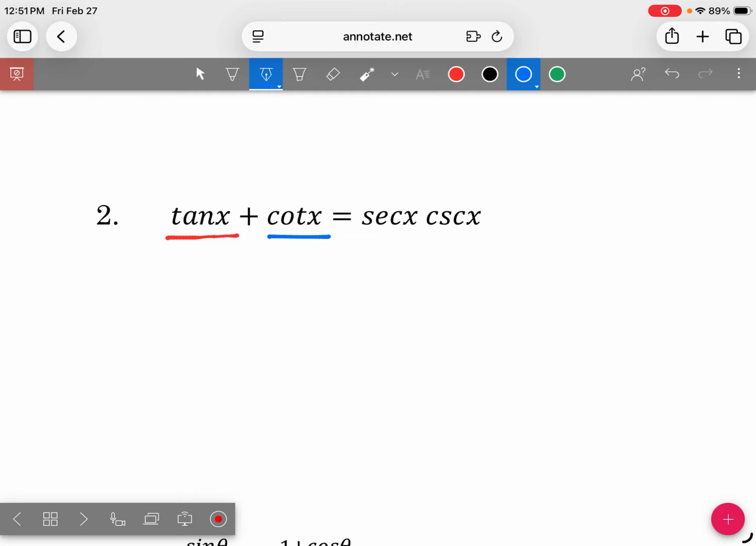Tangent is what over what? Sine x over cosine x. All right, and what is cotangent?